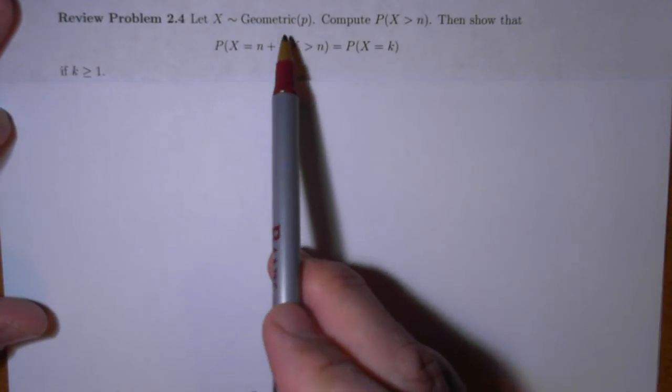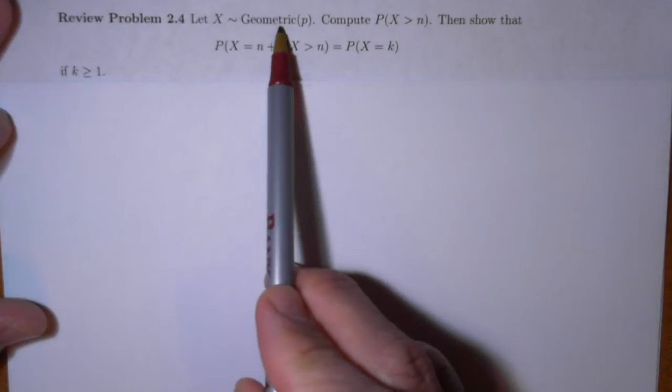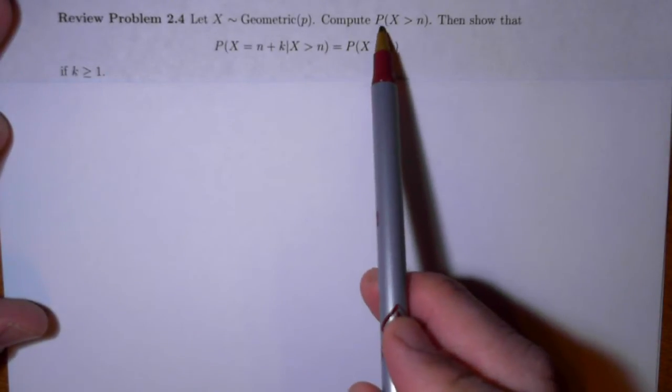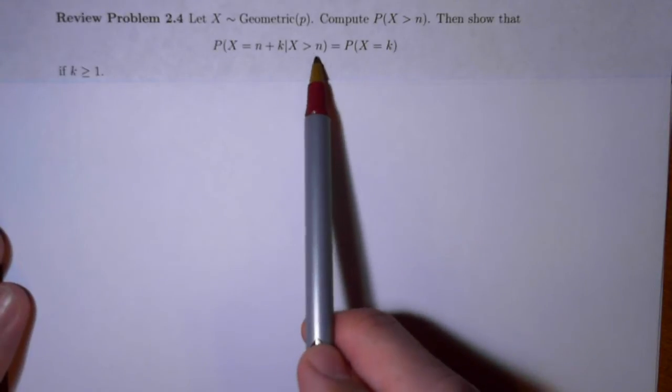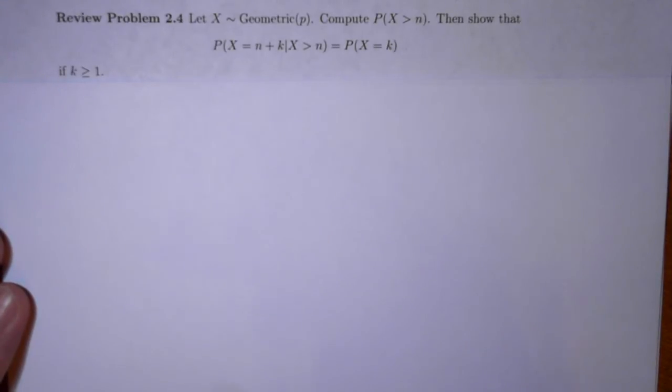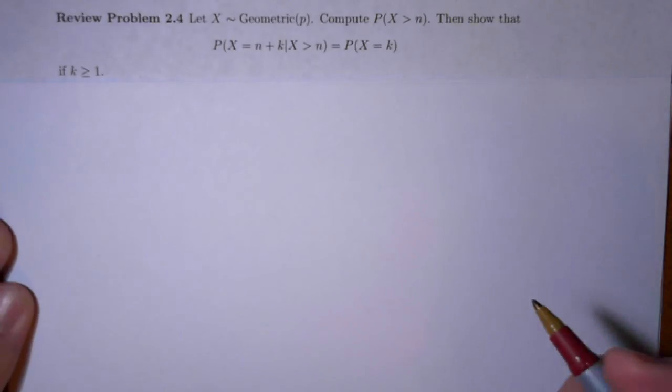Alright, for this problem we have a geometric distribution with parameter p. This is a two-part problem. Figure out the probability that X is greater than n, and then let's figure out this conditional probability and show that it's the same as the probability that X is equal to k.